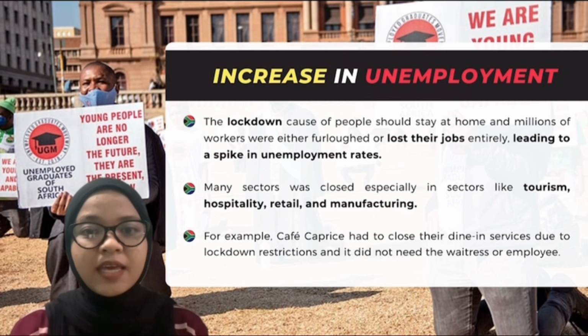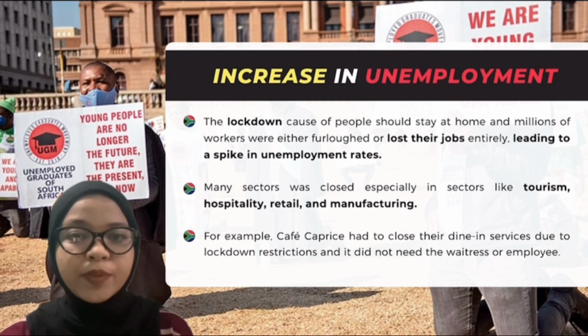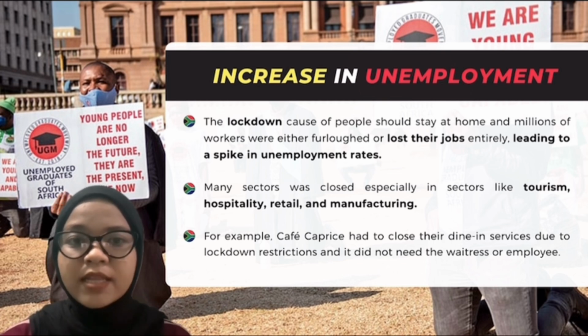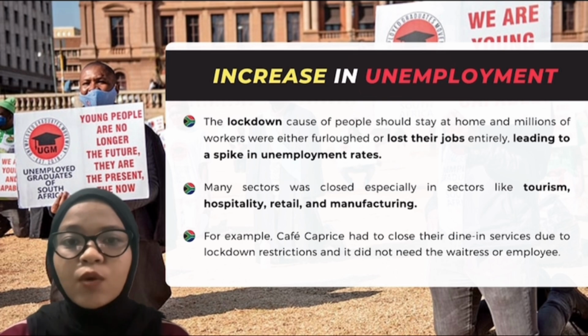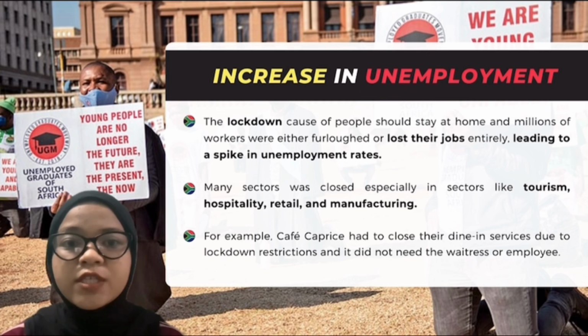Besides that, increase in unemployment. The lockdown caused people to stay at home, and millions of workers were either furloughed or lost their jobs entirely, leading to a spike in the unemployment rate. Many sectors were closed, especially tourism, hospitality, retail, and manufacturing.